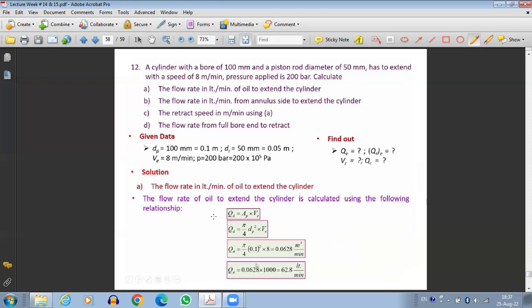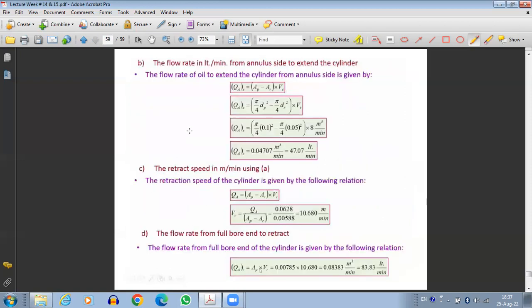So we have the basic formula Q equals AV. We are going to apply that to find out what will be the flow rate to extend the cylinder. We know the diameter of the cylinder. We know the velocity of extension.